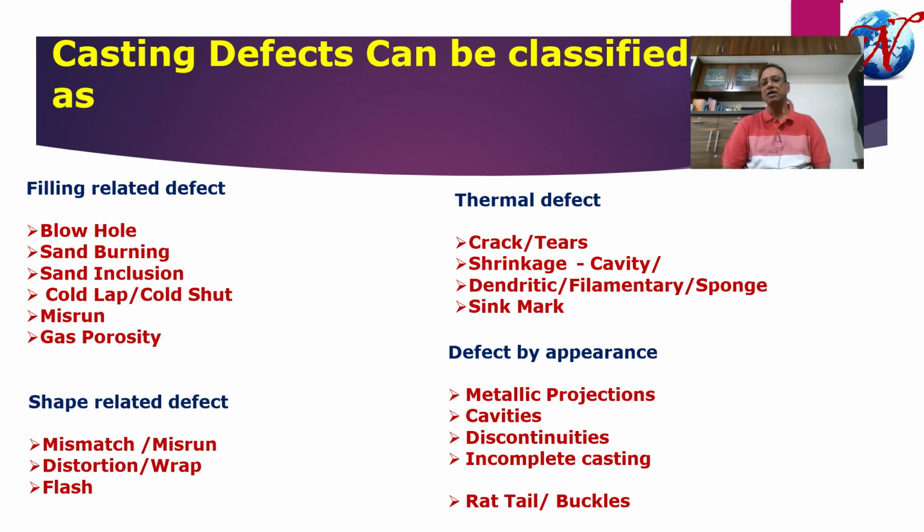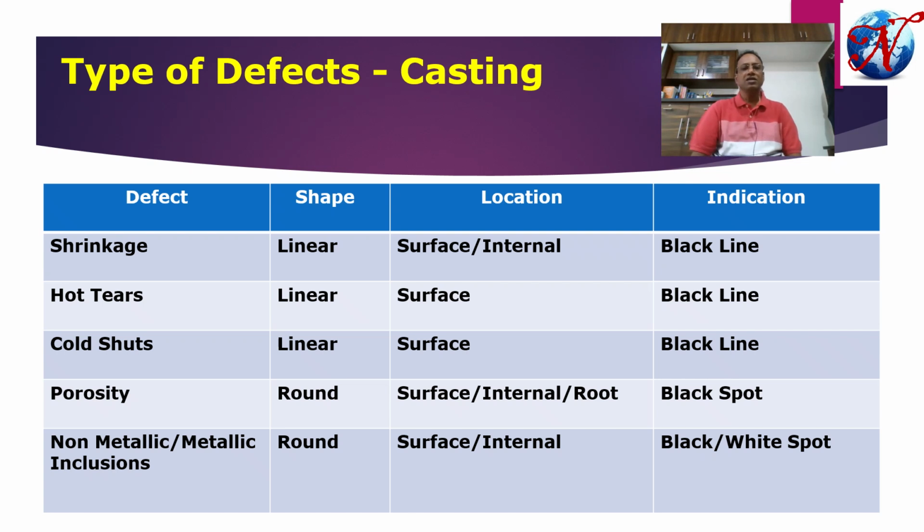In the case of thermal-related defects, there are hot tears, cracks, shrinkages, dendritic, filamentary or spongy appearances, and sink marks. Defects by appearance may be metallic projection, cavities, discontinuity, incomplete casting, or rat tail, buckles. In general, the defects and their shape, location, and indications can be shown in this table.